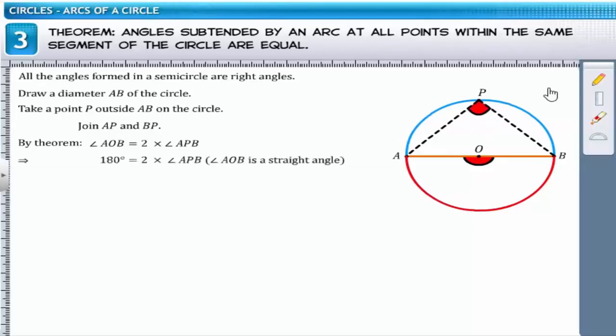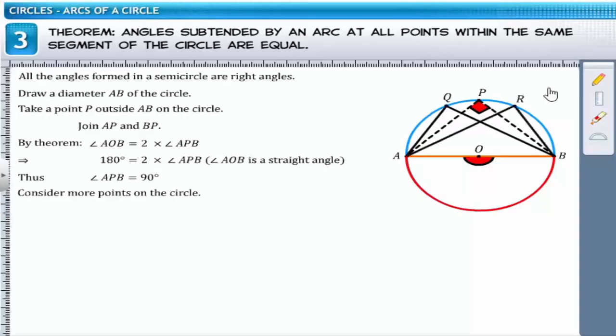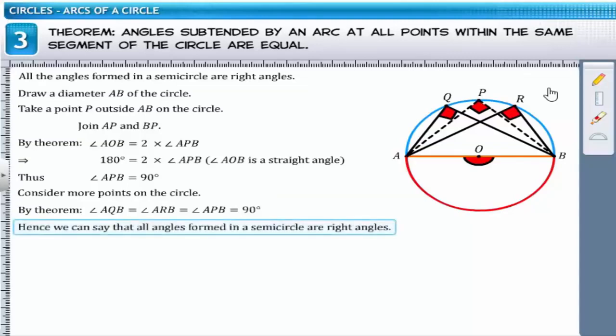Since AOB is a straight angle, we get angle APB is equal to 90 degrees. By the theorem, we also know that all angles subtended by an arc in the same segment are equal. This means that angles AQB and ARB are also right angles. Thus, we can say that all angles formed in a semicircle are right angles.